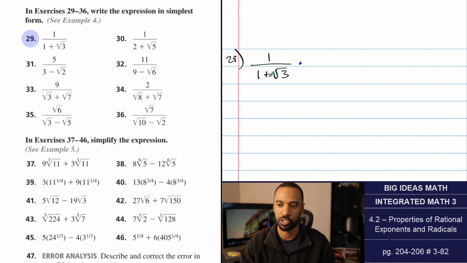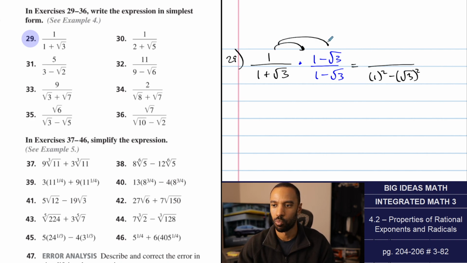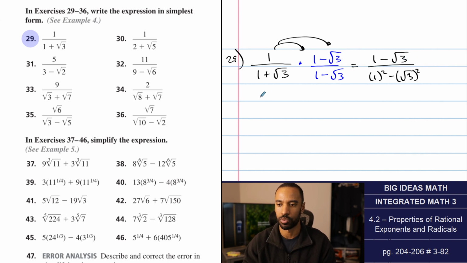The conjugate, if this is a plus root b, we got to multiply by a minus root b. This is what gets you a difference of two squares, a squared minus b squared. And in the case of the bottom, that's a squared minus b squared. And yes, over time, I'm going to write that faster than I did here. 1 times 1 and 1 times negative root 3 happens there. Of course, that just is still 1 minus root 3.